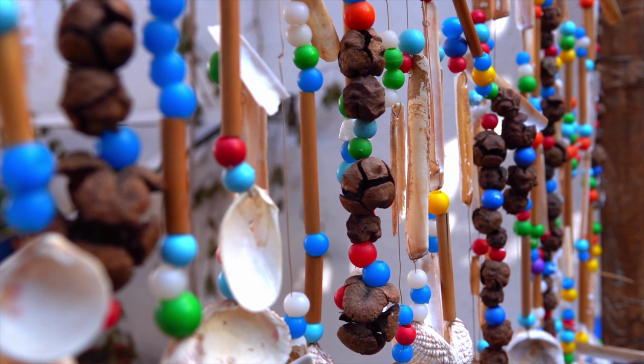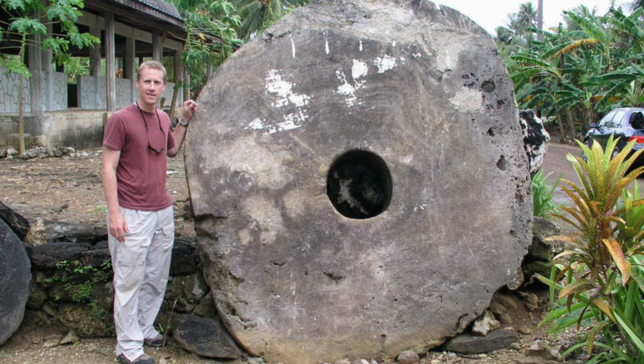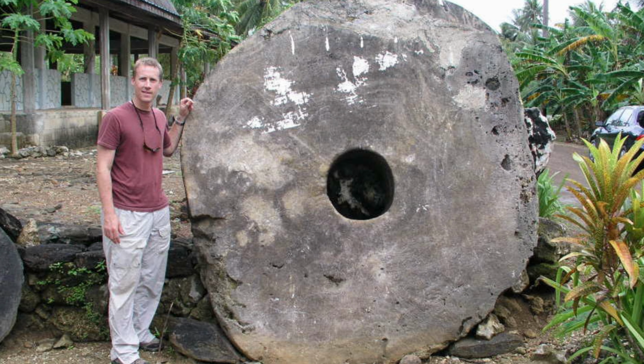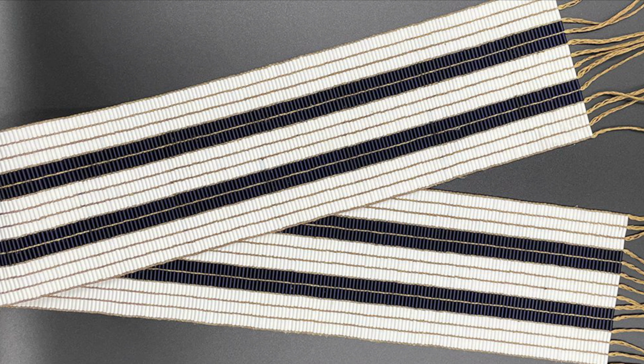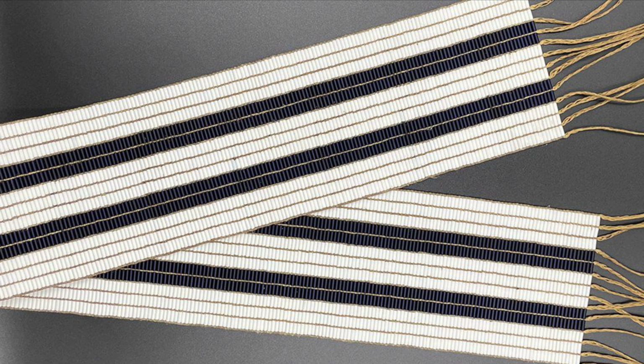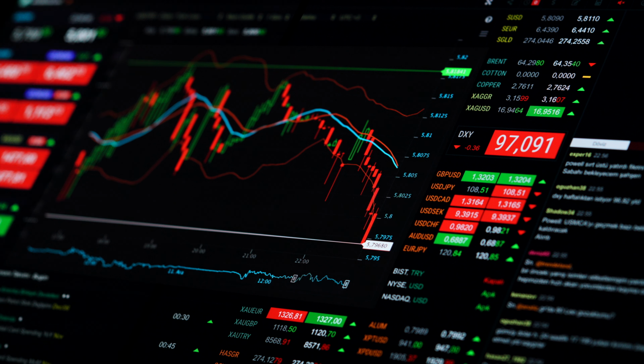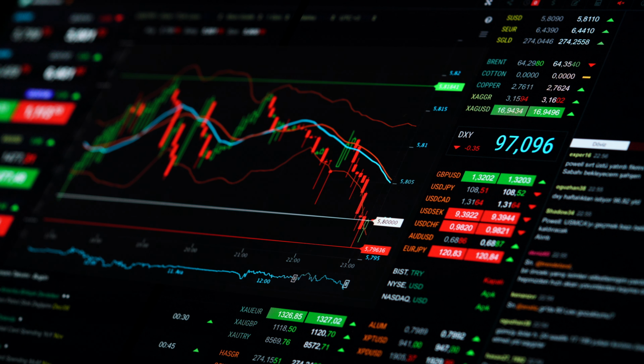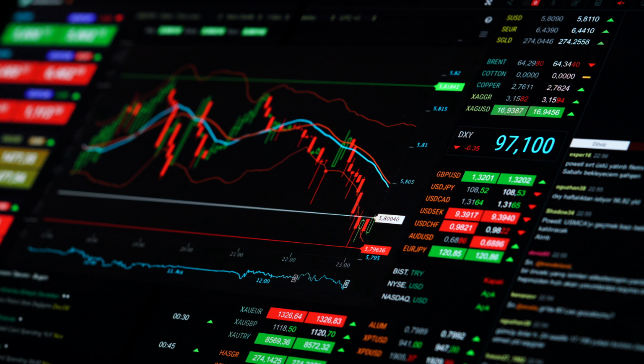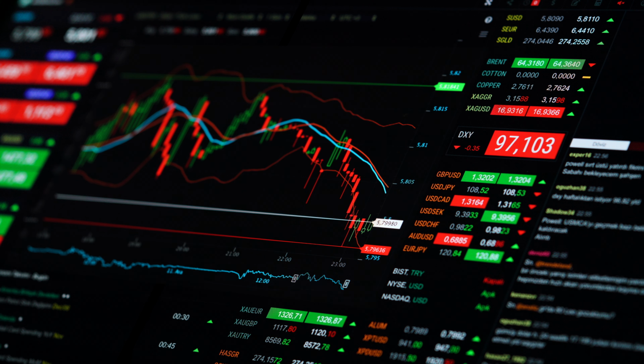Examples include cowry shells in Africa, large stone wheels on the Pacific island of Yap, and string of beads called wampum used by Native Americans and early American settlers. But what do all these forms of money have in common? Well, they share the three functions of money.